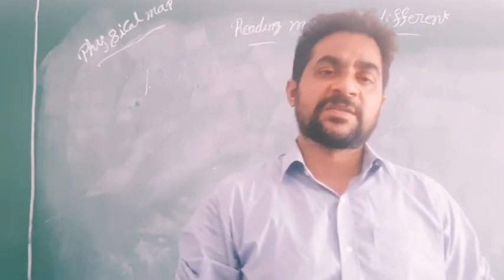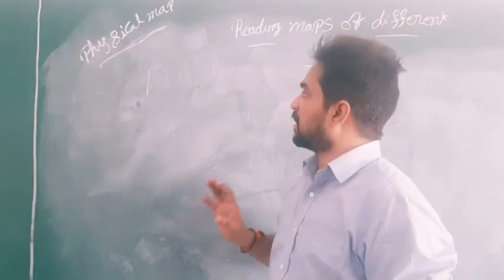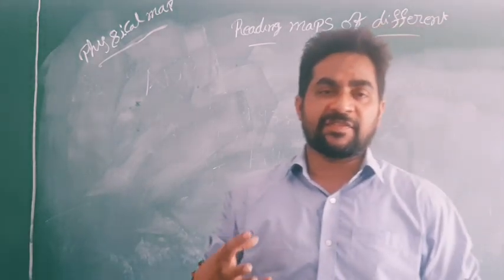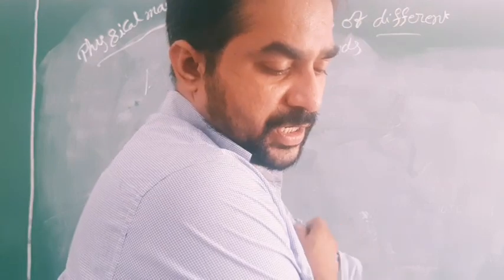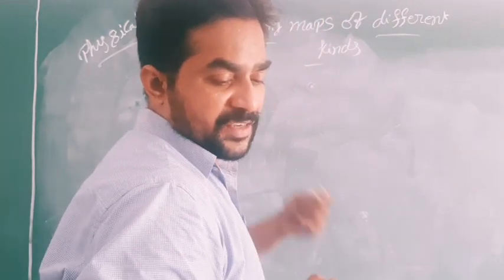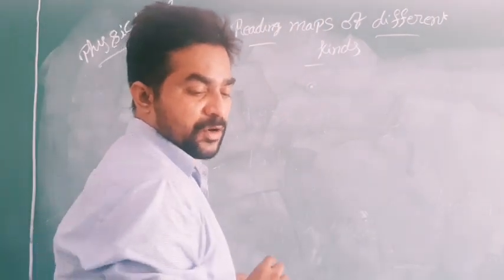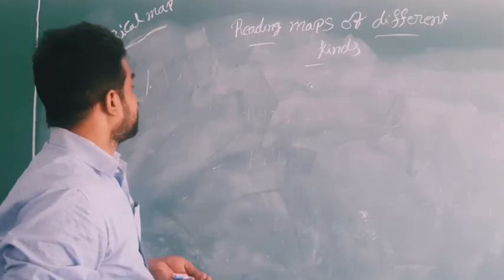By using this physical map, we can understand what different types of things can be found on the physical map. So now we are going to show that. So that is what the physical map is. Now we are showing the meaning of physical maps.